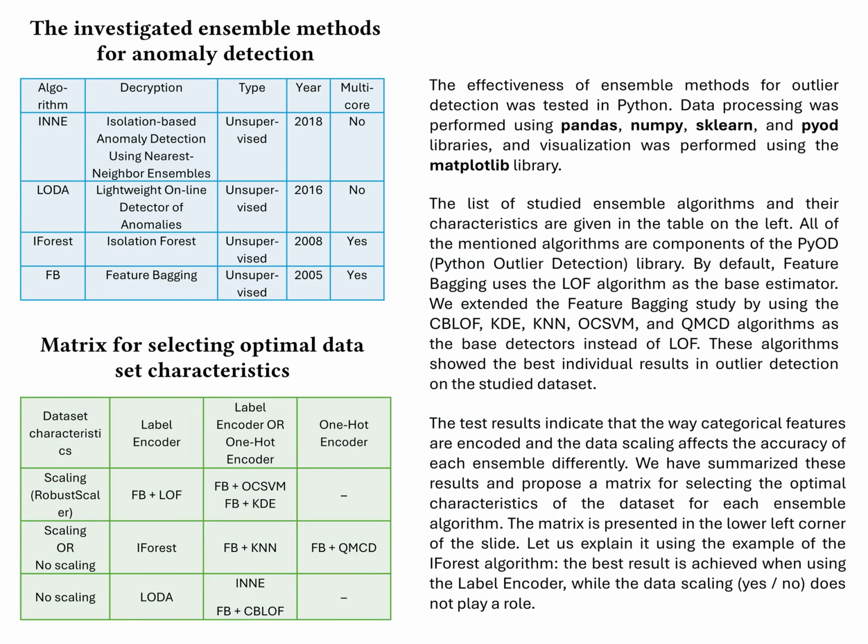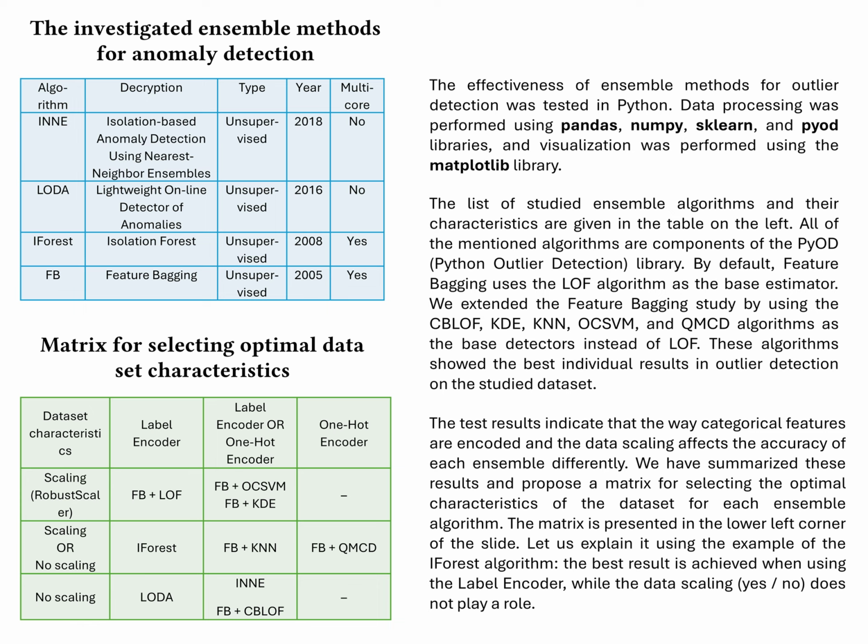The effectiveness of ensemble methods for outlier detection was tested in Python. Data processing was performed using pandas, numpy, sklearn, and related libraries, and visualization was performed using the matplotlib library. The list of studied ensemble algorithms and their characteristics are given in the table on the left.